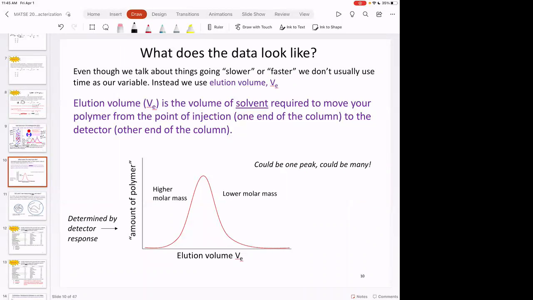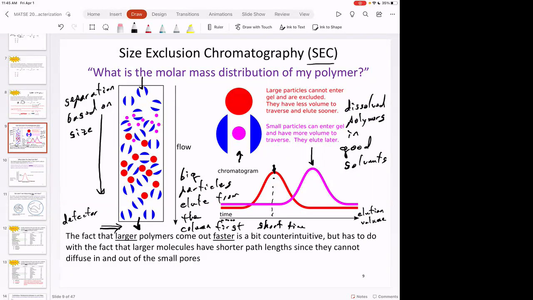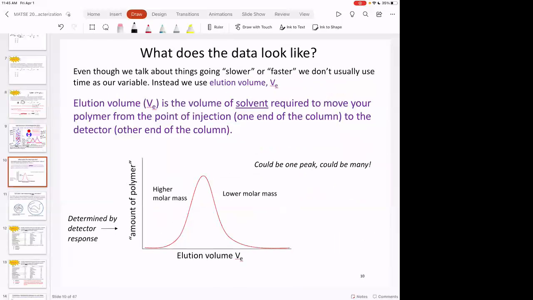All right. So the data generally doesn't have peaks like this unless you've made some polymer that's got two different populations of molecular weight. The data for size exclusion chromatography looks like this. Here's our elution volume, so this is higher volume or longer time. And this is amount of polymer on the y-axis that's dictated by a detector response. So the detector is basically measuring what's coming out of the column after things are separated.